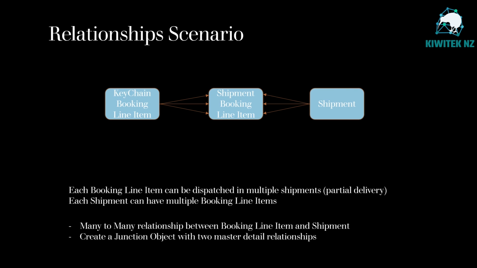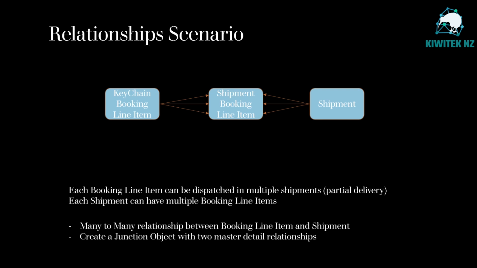Let's look at another scenario which requires a many-to-many relationship to be defined. So here each booking line item can be dispatched in multiple shipments, which means you can have a partial delivery. If a particular booking line item has a quantity of 10, it is possible that you split that line item in 2 shipments. You send 5 keychains each in 2 different shipments. So each keychain booking line item can be sent out in multiple shipments.